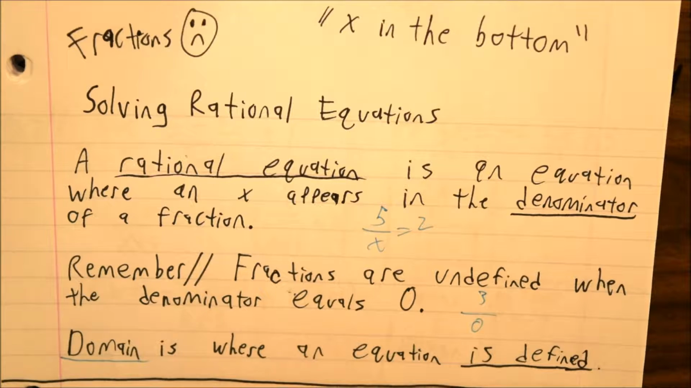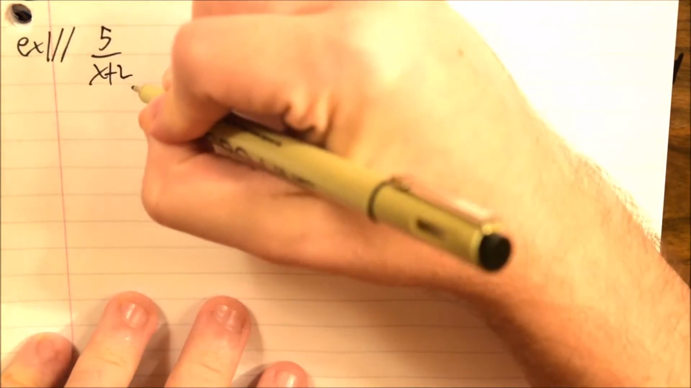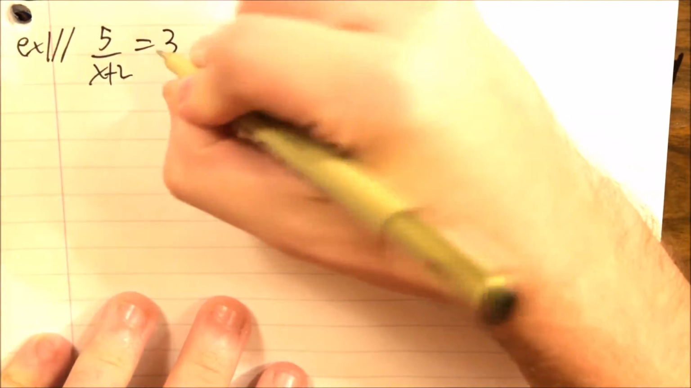And when we're going through these problems, we're going to get solutions. We're going to have to check the domain, make sure our solution is in the domain for it to be a valid solution. All right, so let's get started with an example. Let's look at 5 over x plus 2 equals 3.